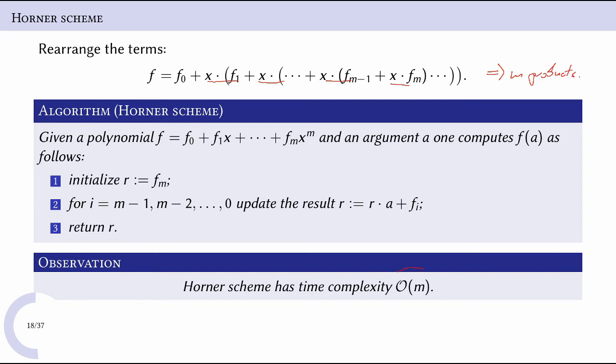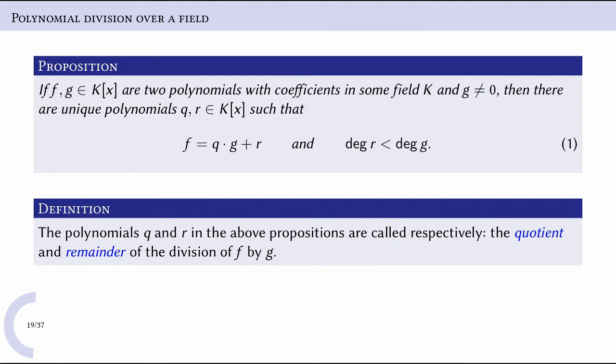So the complexity of the Horner scheme is linear, so it's evidently much better than such a naive approach to compute. Our next step is polynomial division, but first we consider only polynomials over a field. We concentrate on polynomials over a field.